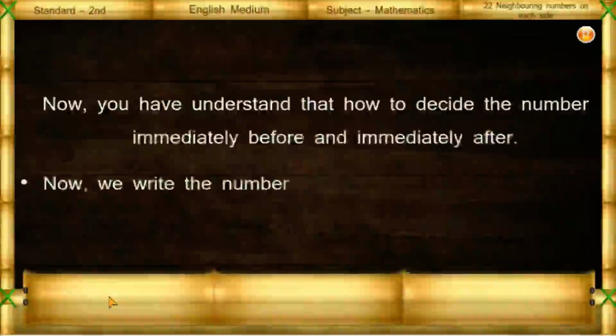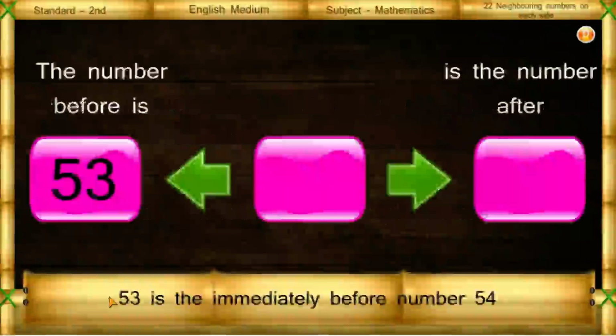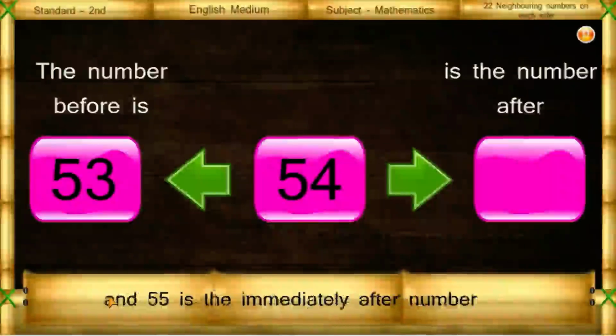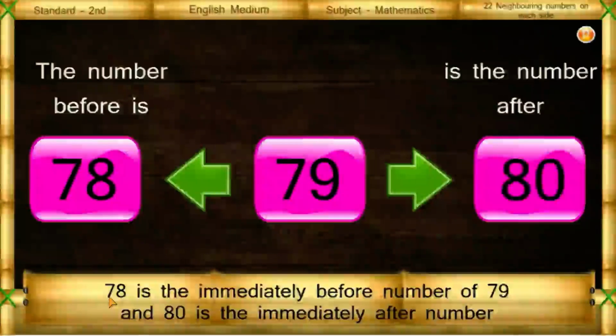Now we write the numbers that come immediately before and immediately after in the empty boxes. 53 is the number immediately before 54 and 55 is the number immediately after. 78 is the number immediately before 79 and 80 is the number immediately after.